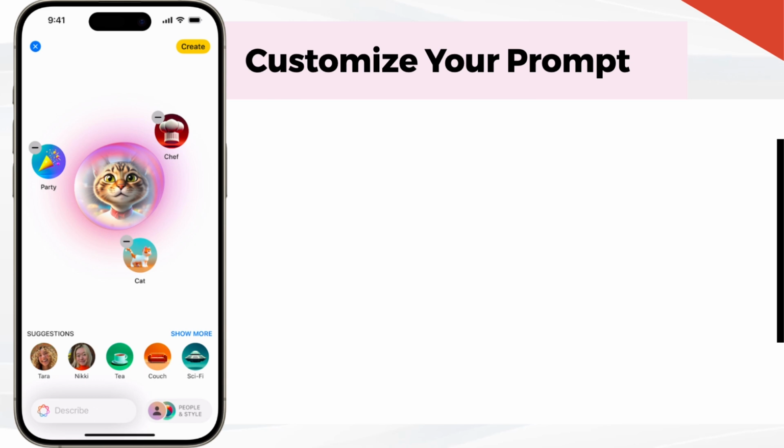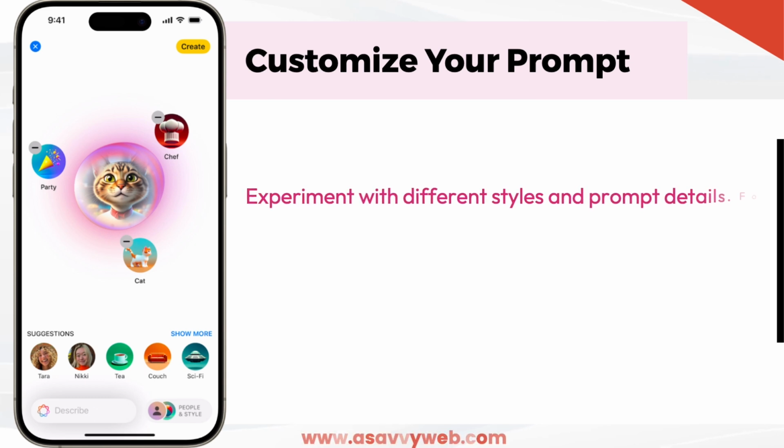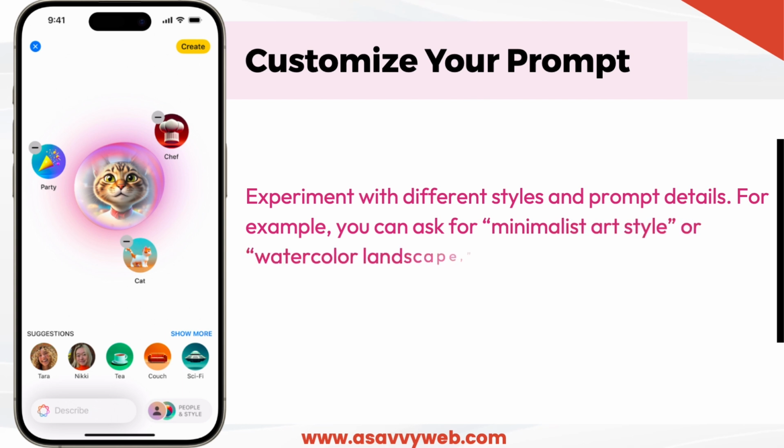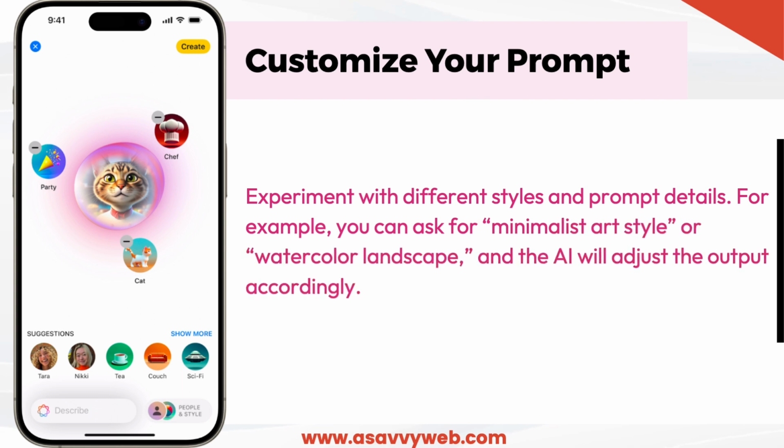Customize your prompt. Experiment with different styles and prompt details. For example, you can ask for minimalist art style or watercolor landscape, and the AI will adjust the output accordingly.